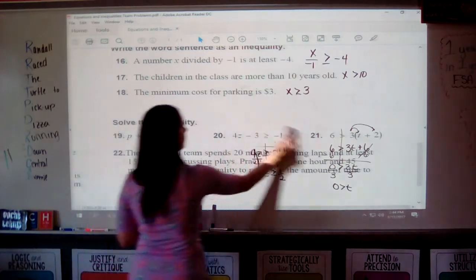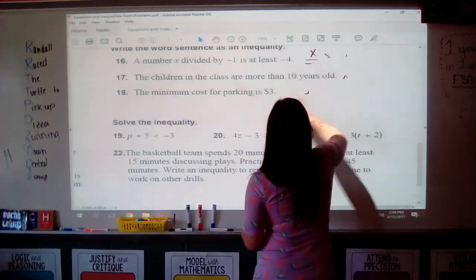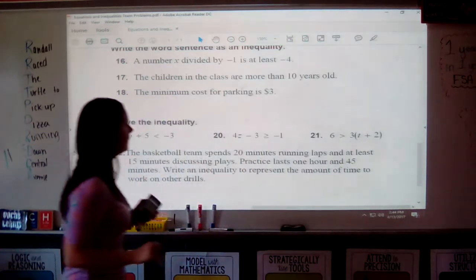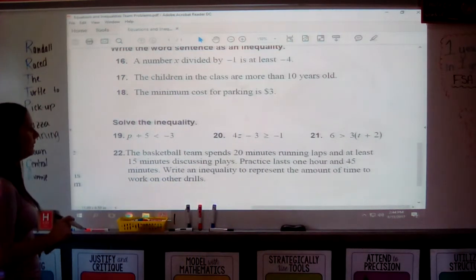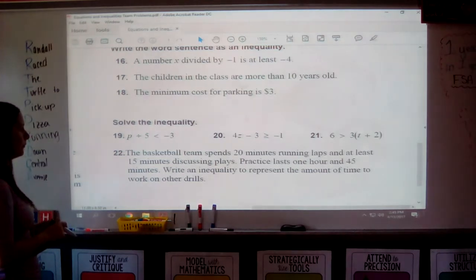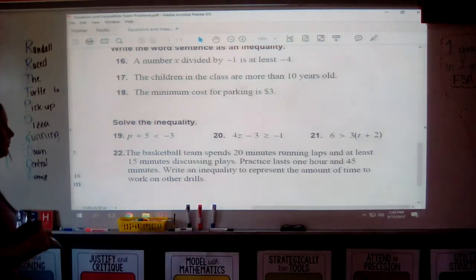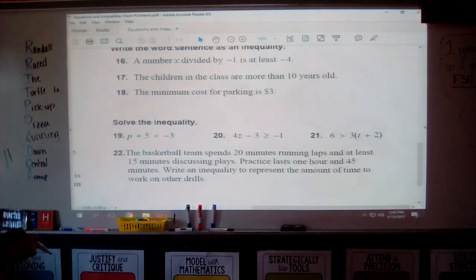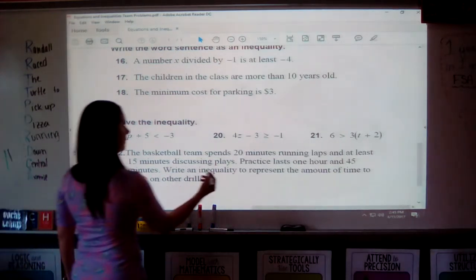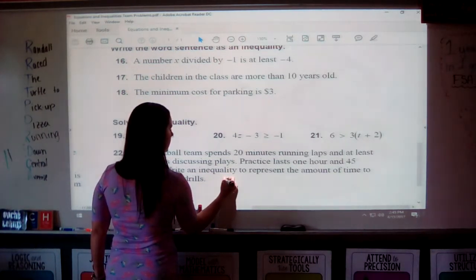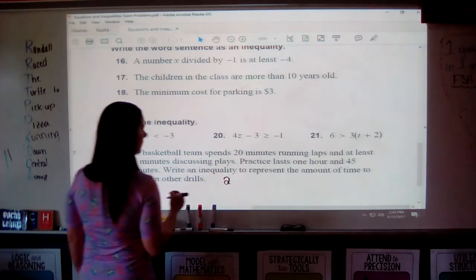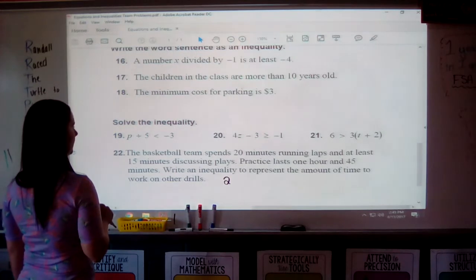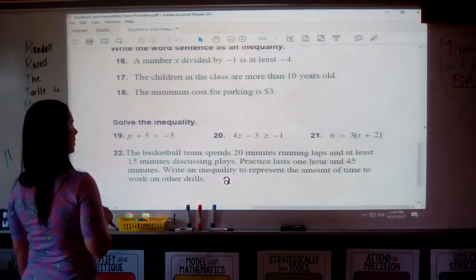And then the last one, number 22. The basketball team spends 20 minutes running laps and at least 15 minutes discussing plays. Practice lasts 1 hour and 45 minutes. Write an inequality to represent the amount of time to work on other drills.